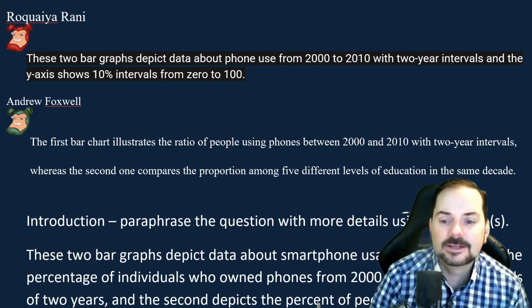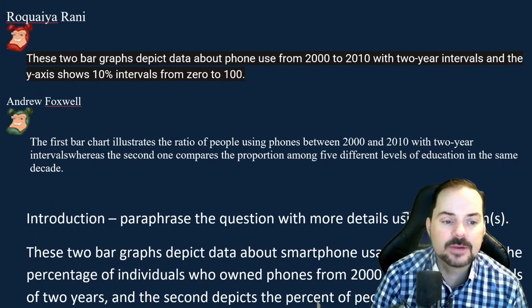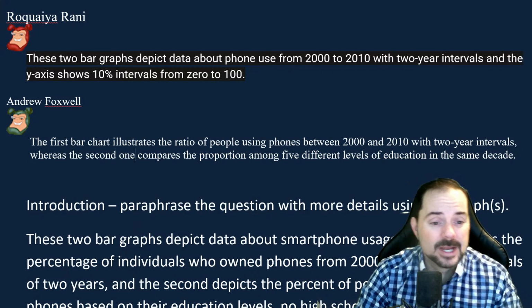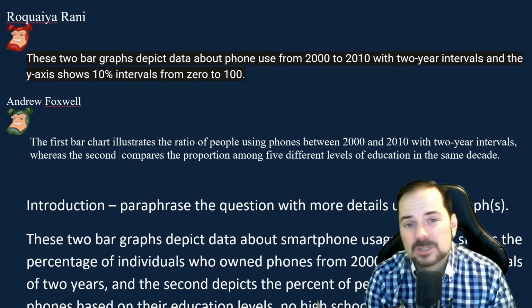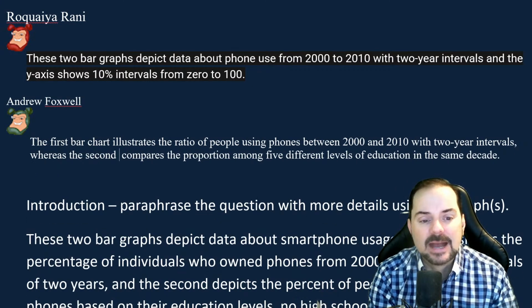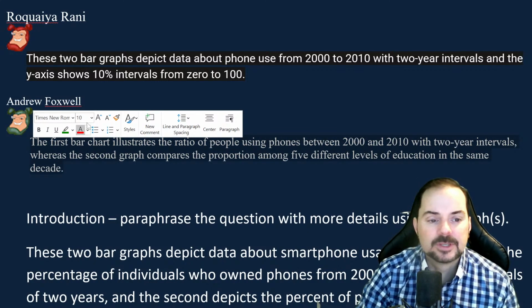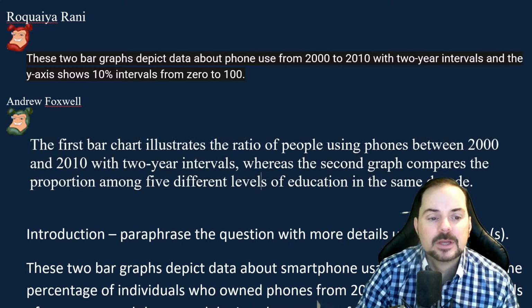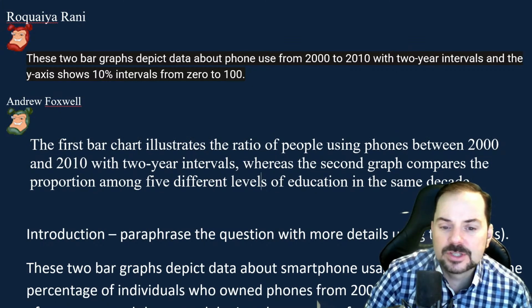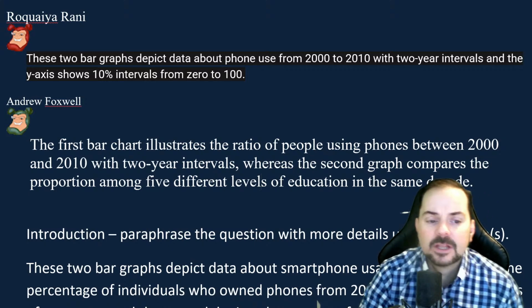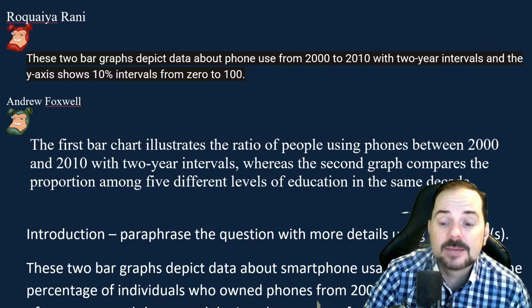Yeah, I mean, okay, Andrew, I got you. It's okay writing. Instead of using the pronoun one, I would use a little bit more of a subjective noun here. So I would say graph, okay? It's more natural, especially at the start of an essay, right? So again, the first bar chart illustrates the ratio of people using phones between 2000 and 2010 with 2-year intervals, whereas the second graph compares the proportion among 5 different levels of education in the same decade.